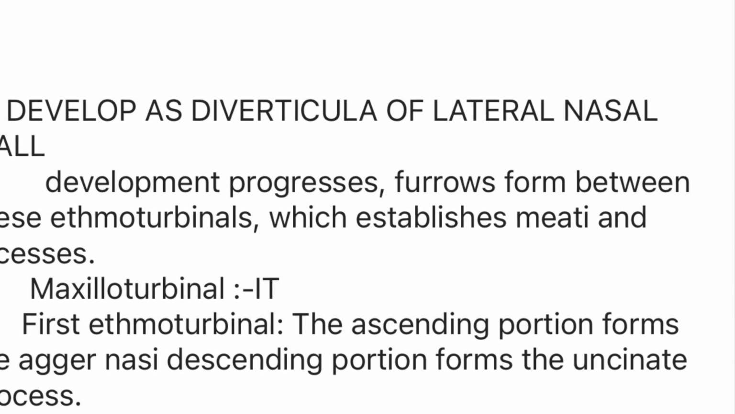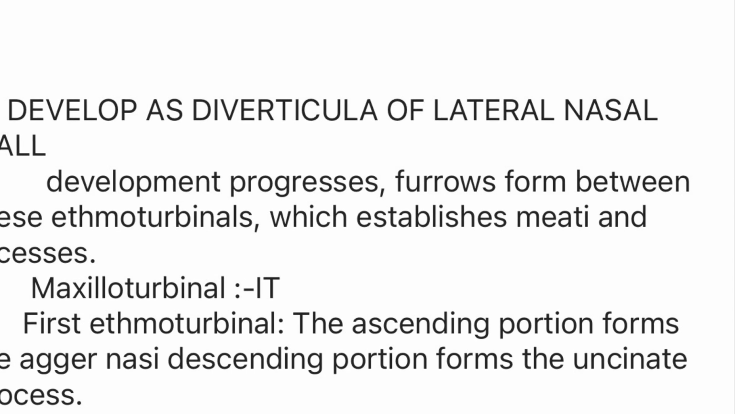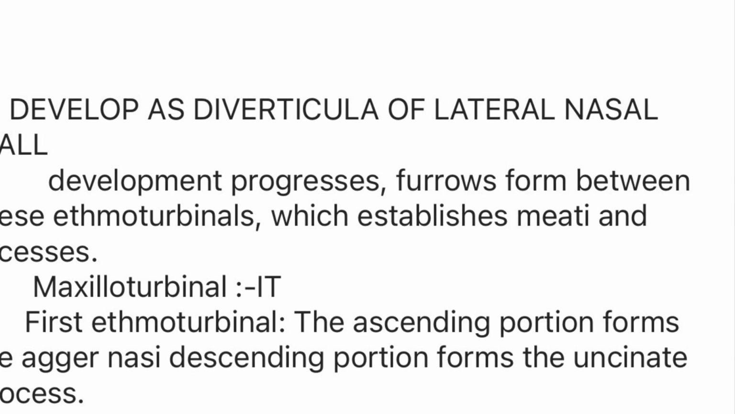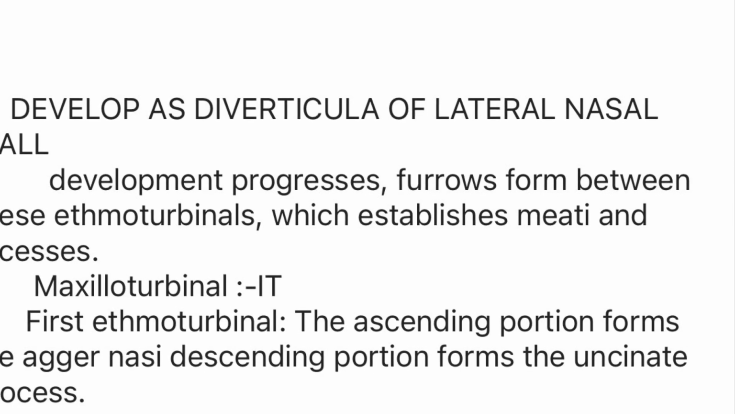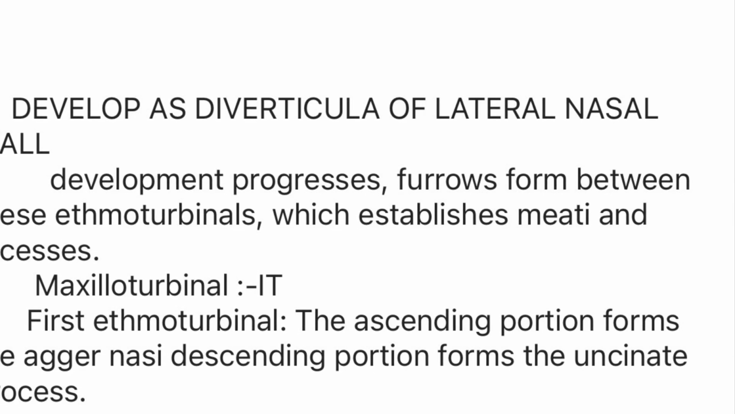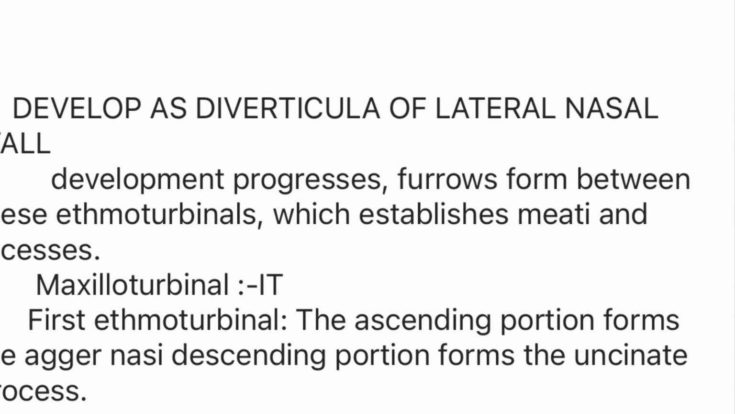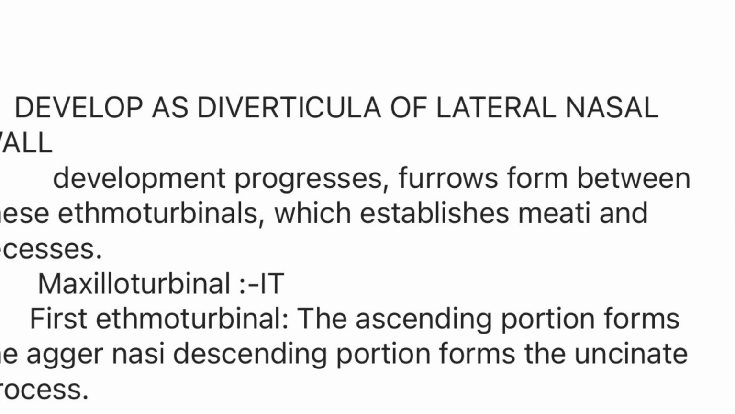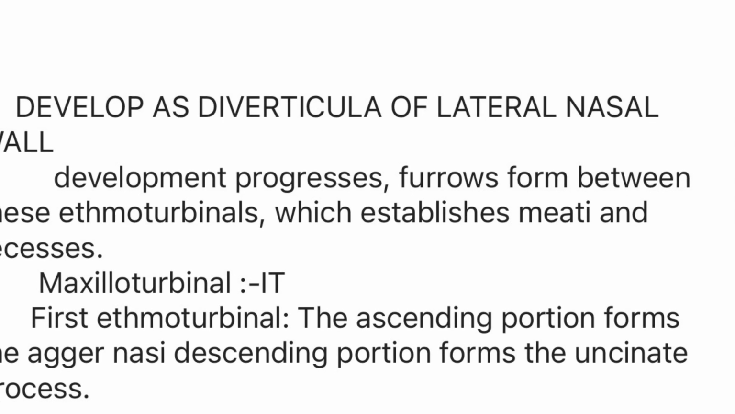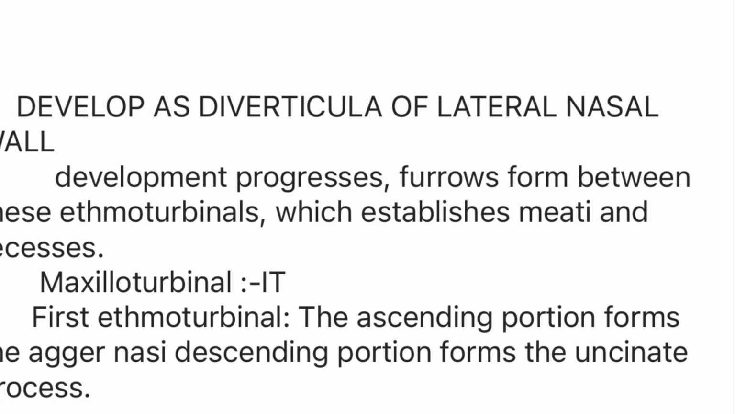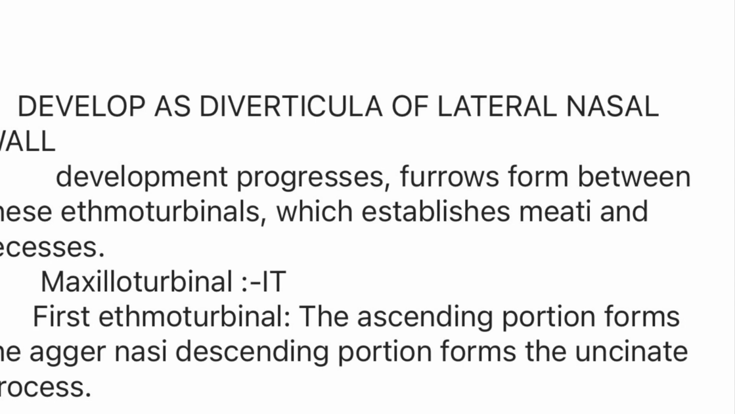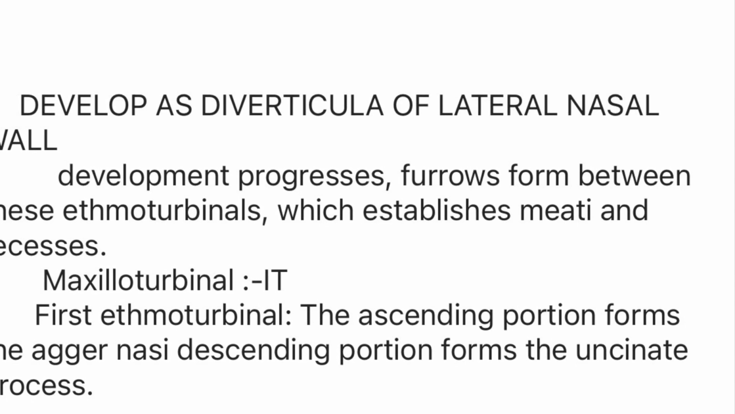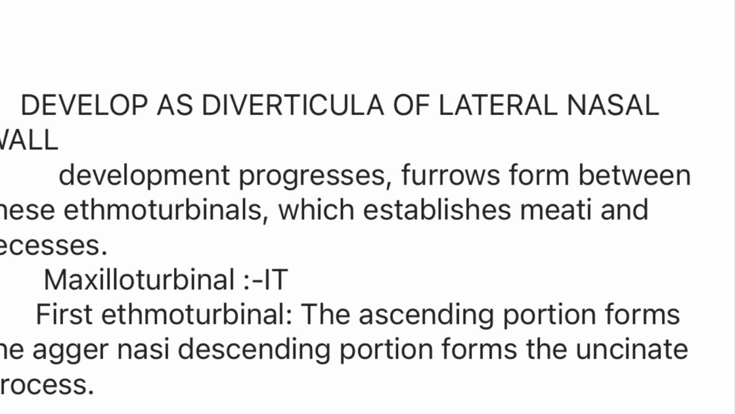These lateral nasal wall folds are known as turbinals, and these turbinals divide into two parts. One part, the largest, known as the maxilloturbinal, converts into the inferior turbinate, and the rest are known as the ethmoturbinals. The first ethmoturbinal is rudimentary and incomplete in humans. The ascending portion of this ethmoturbinal converts into the Agger nasi cell and the descending portion forms the uncinate process.